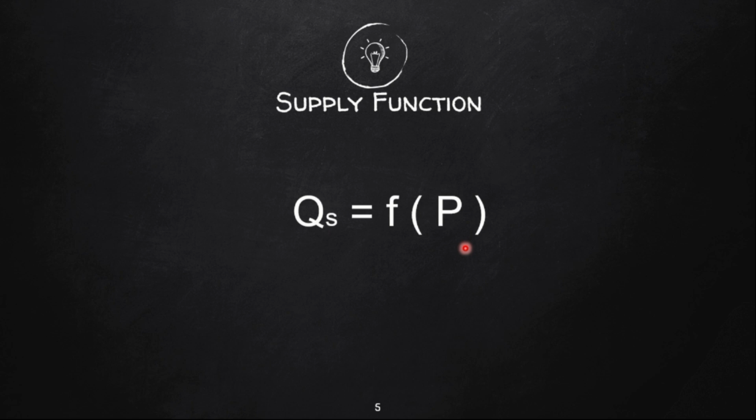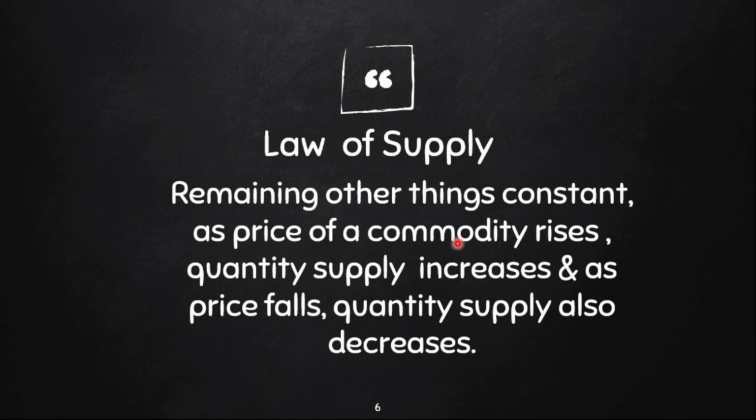Well, what is the law of supply? The law of supply states that, other things remaining constant, as the price of a commodity rises, quantity supplied increases, and as price falls, quantity supplied decreases. It means that there is a positive and direct relationship between price and quantity supplied. As price increases, quantity supplied increases, and as price falls, quantity supplied also falls.